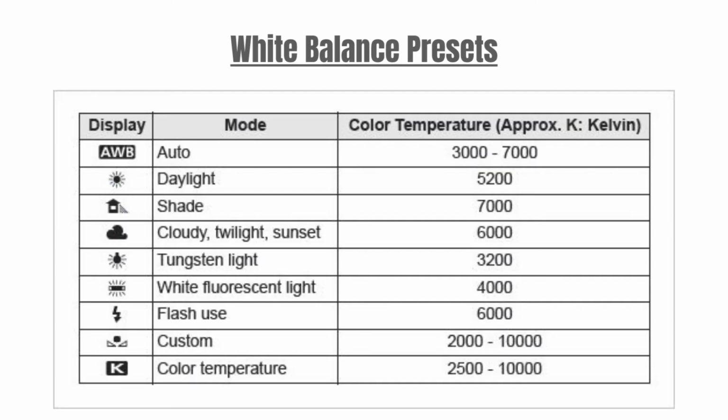There are white balance presets on most DSLR cameras. Typical white balance presets include daylight, shade, cloudy, tungsten, fluorescent, and flash. These work exactly how you'd expect them to.